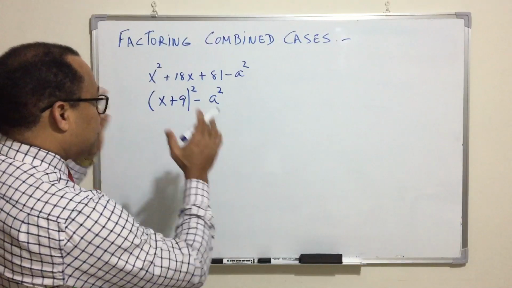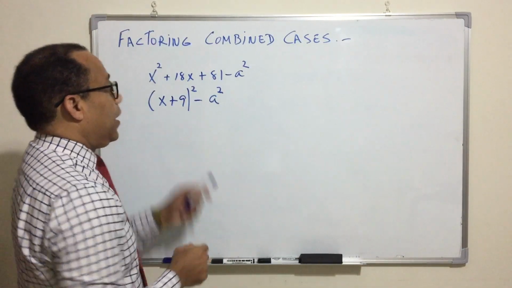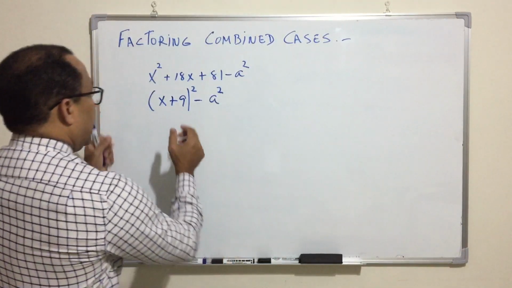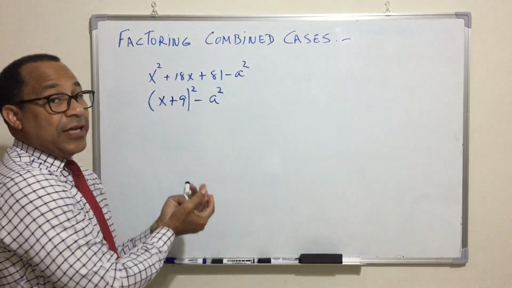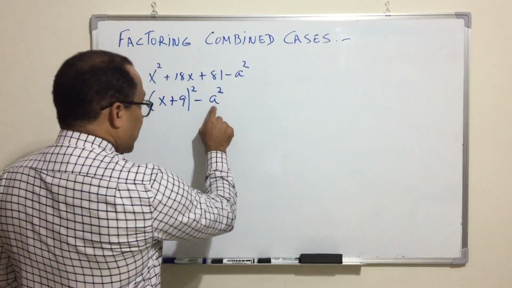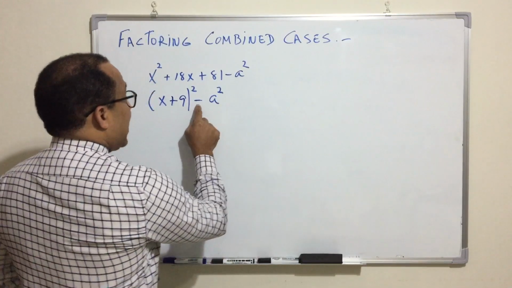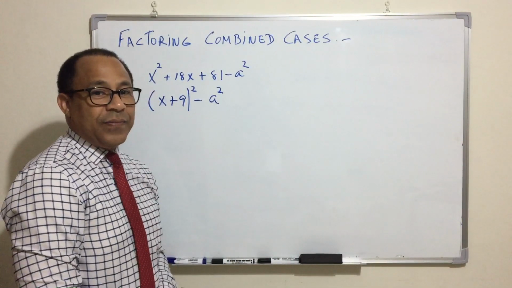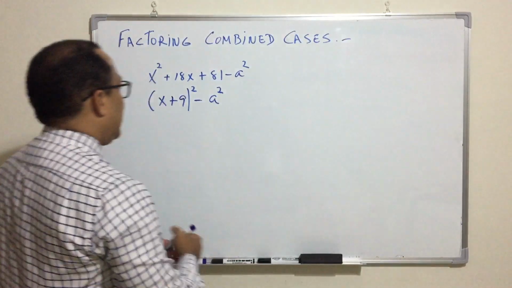But now, if you take a look at it again, you can see that we are in the presence of a difference of squares, because this first term is a square. It means that it has a square root. And this second term is also a square. It has a square root. And the sign between them is a negative sign. How do we factor a difference of squares? We know how, like this.